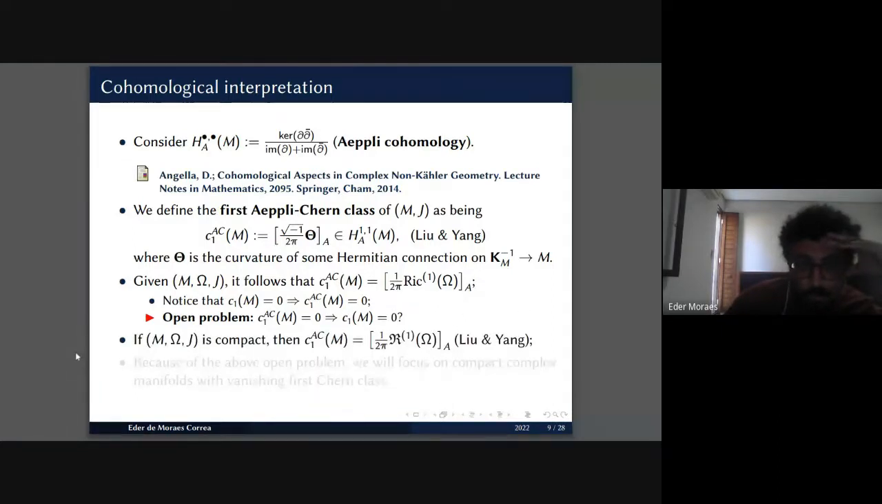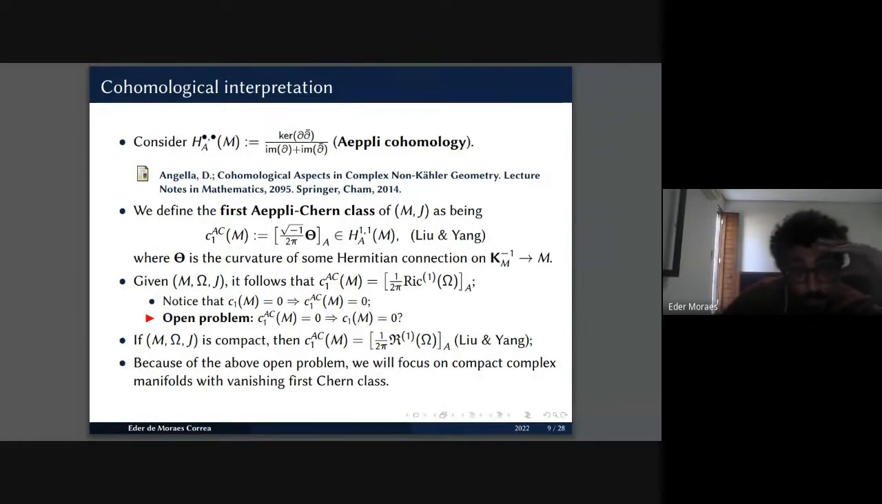And so here, in the particular case that the manifold is a compact Hermitian manifold, from the previous theorem, we can prove this, right? We obtain that the first Aeppli-Chern class can be represented up to a scalar by the first Chern-Ricci curvature. So once we have this problem, in the talk, I will focus on complex manifolds for which the first Chern class vanishes, right? Because of this open problem.